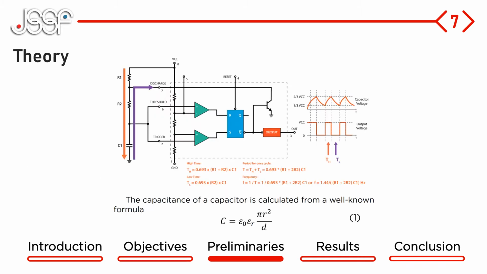Now, we are moving to the theoretical derivation. We know from the datasheet of the 555 timer IC that the frequency of the pulse generated is dependent on the capacitance of the capacitor in the circuit. The capacitance is calculated from the well-known formula number 1.